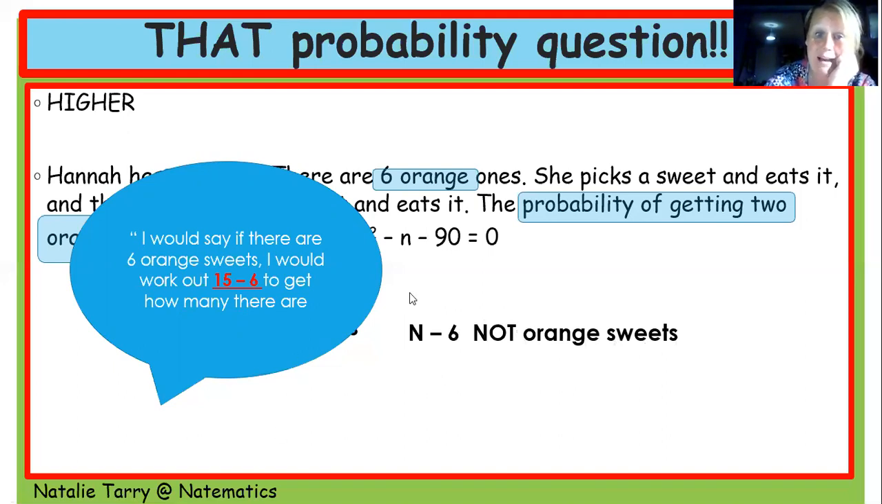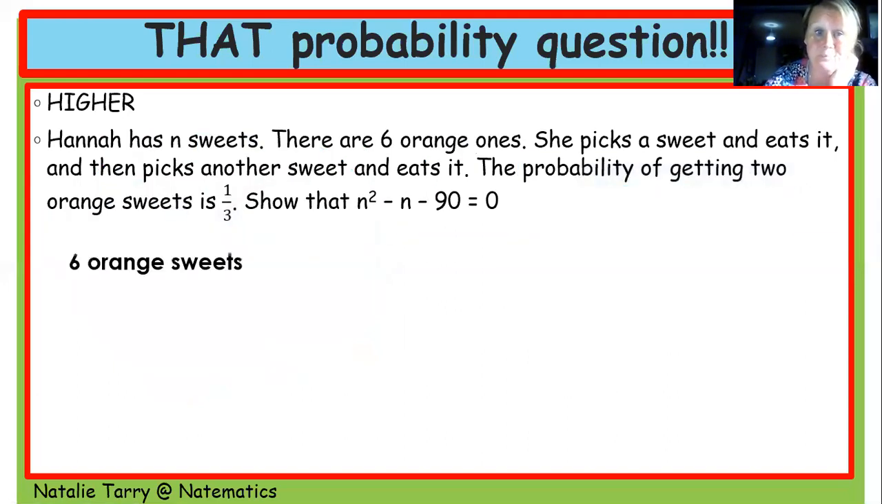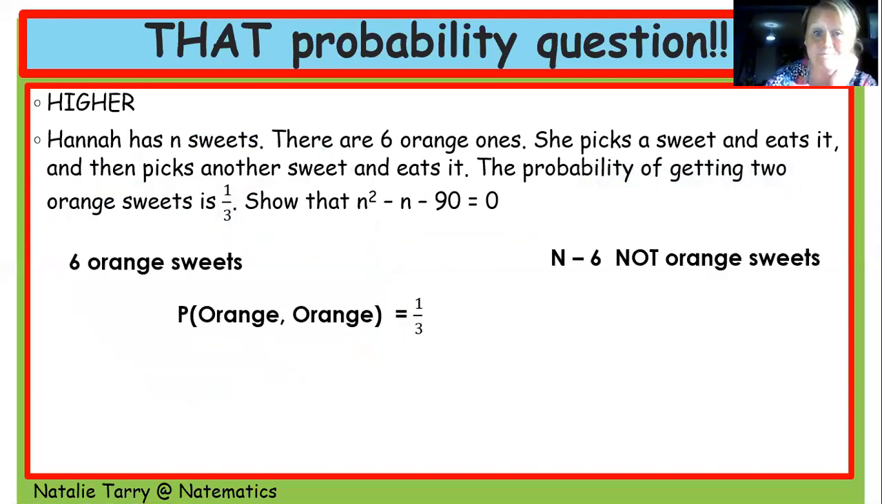So basically, we have the number of sweets there are altogether. Take away 6. Okay, so that's a fact that we know. And the other bit is the probability of orange and orange is equal to 1/3. I've just put that in the notation that we have for probability. So then I think about, well, what maths have I learnt where I pick something and then pick something else afterwards?